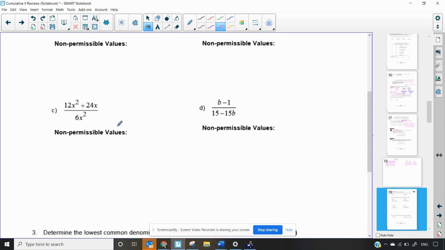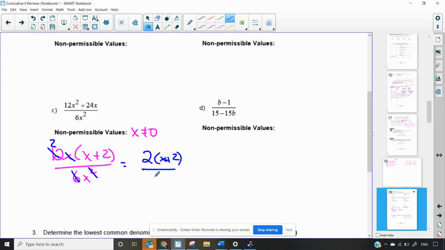All right, so again, when we're simplifying, remember you want to factor first. So for this one here, we would pull out a 12. We can pull out an x. That would leave us with x plus 2. On the denominator, we would have 6x squared. Our NPVs: x cannot be 0. And when we're simplifying, 12 divided by 6 is 2. x over x squared leaves an x on the bottom. And so we'd have 2 times x plus 2, all divided by x.